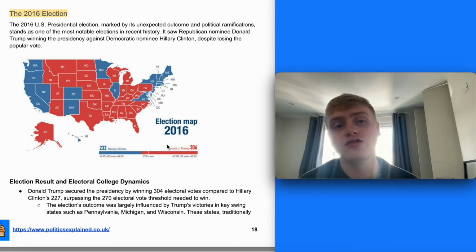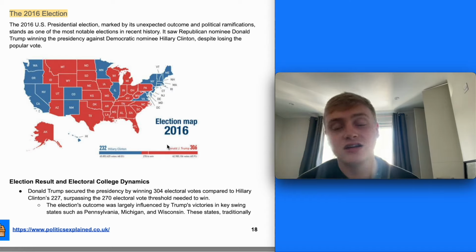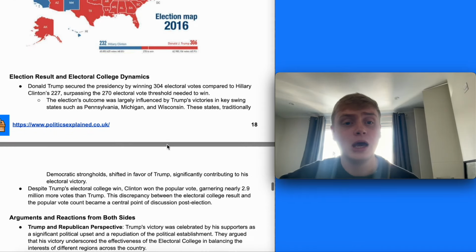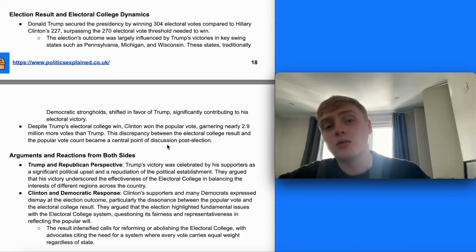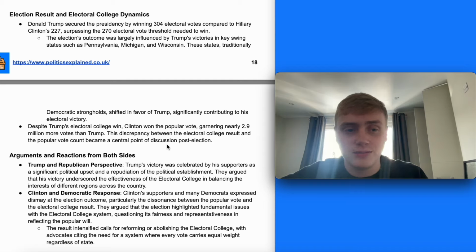It stands alone as one of the most notable elections in recent history, where Republican Donald Trump won the presidency against Hillary Clinton despite losing the popular vote. Trump secured the presidency by winning 304 Electoral College votes compared to Clinton's 227, surpassing the 270 threshold needed to win. The outcome was largely influenced by Trump's victories in key swing states such as Pennsylvania, Michigan, and Wisconsin, and these states, traditionally Democratic strongholds, shifted in favor of Trump, significantly contributing to his victory.